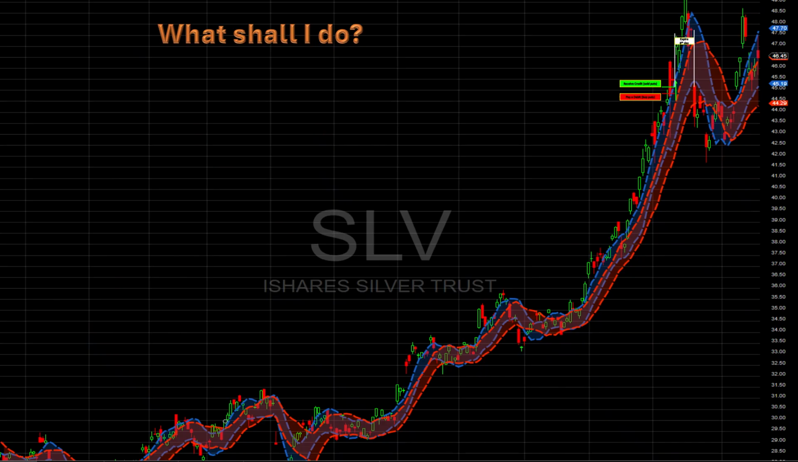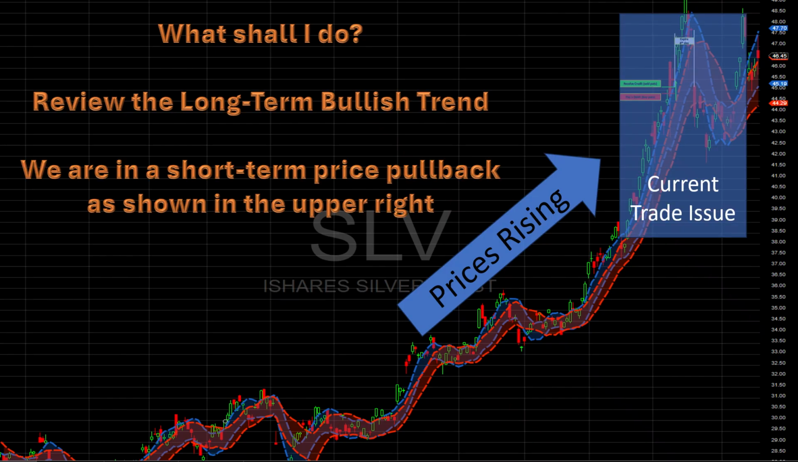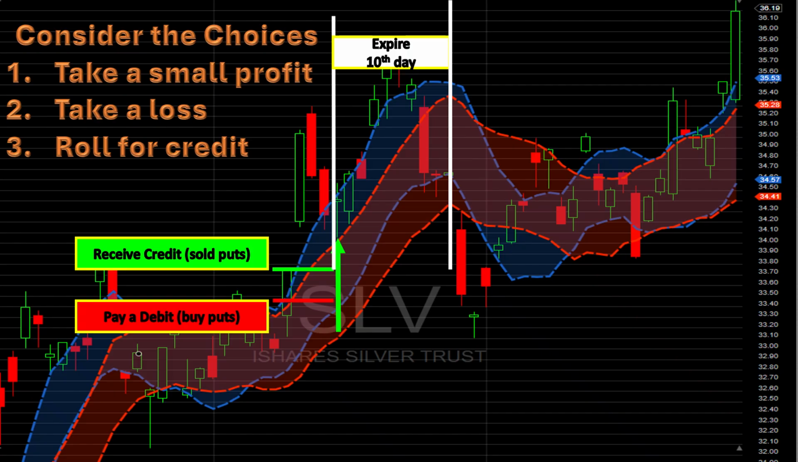What shall I do? Number 1, review the long-term bullish trend and note that prices have been rising for months. We're in a short-term price pullback as shown in the upper right. Consider the choices. Number 1, take a small profit if you have it. Number 2, take a loss. Get out. Number 3, roll for credit until you win. Or number 4, flip the trade from being bullish to becoming bearish.